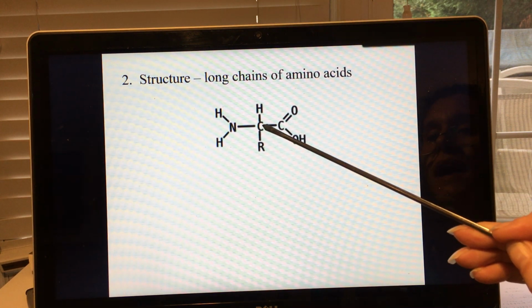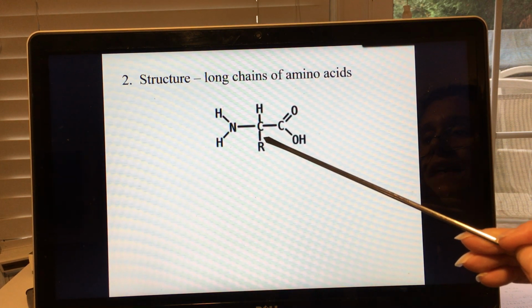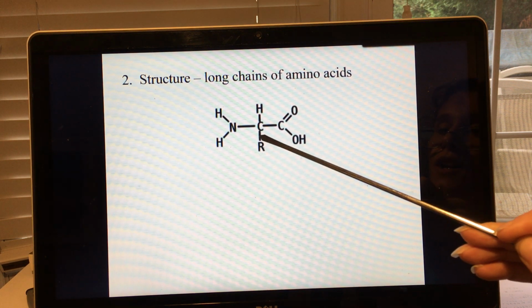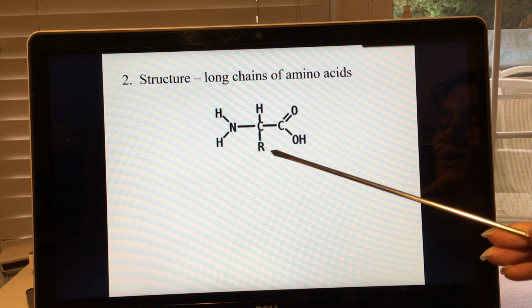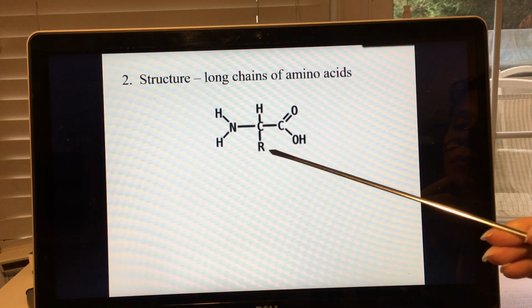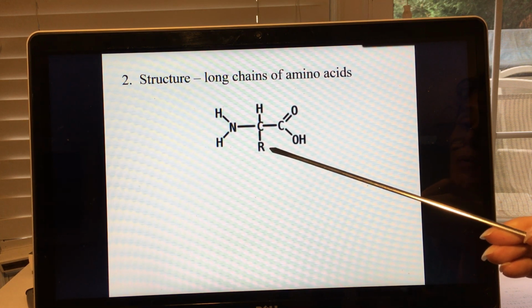There's a central carbon atom bonded to a hydrogen, and then there is what's called the variable group. There are 20 different things that go here. Why R was chosen to represent the variable group, I'm not sure. At some point somebody probably told me, but I don't remember.